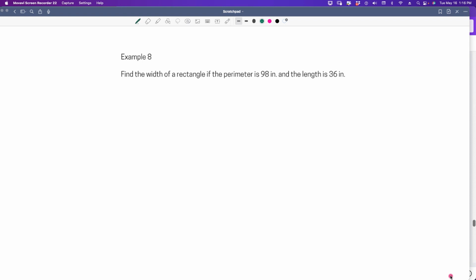In our final example problem, we see that not only can we apply inverse operations to equations, but we can apply them to geometry as well. So in this problem, it says find the width of a rectangle if the perimeter is 98 inches and the length is 36 inches. So what we have to do is go back to the formula of a perimeter. So perimeter is equal to length times width, right?